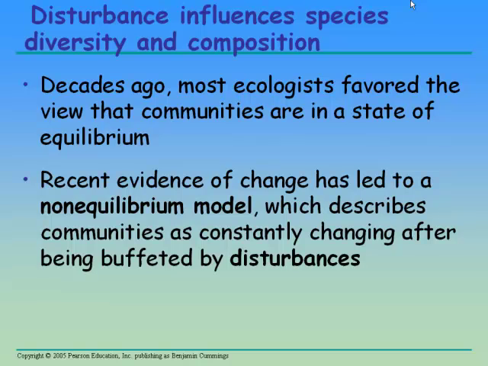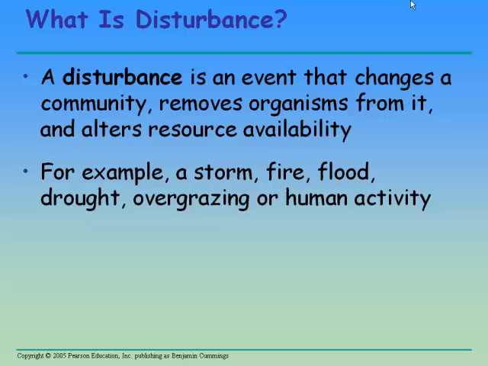Disturbance influences species diversity and composition. So decades ago, many ecologists favored the view that communities are in a state of equilibrium. However, they found out that change has led to a non-equilibrium model, which describes communities as constantly changing after being buffeted by disturbances, such as Hurricane Katrina. Around here, after Hurricane Isabel in 2003, the local communities changed.